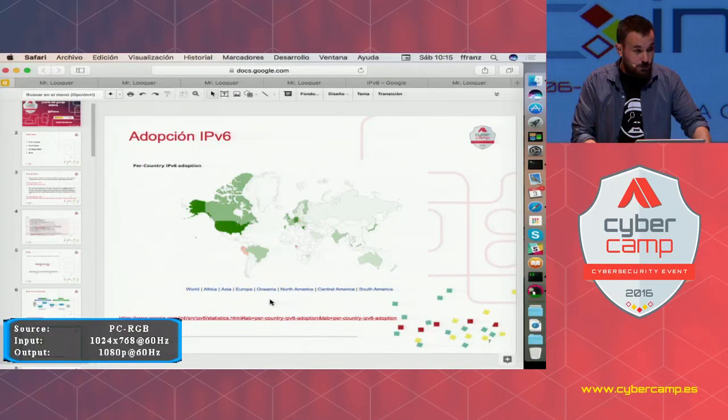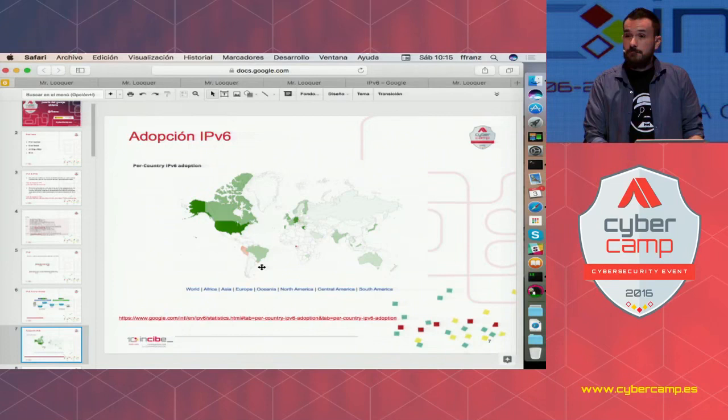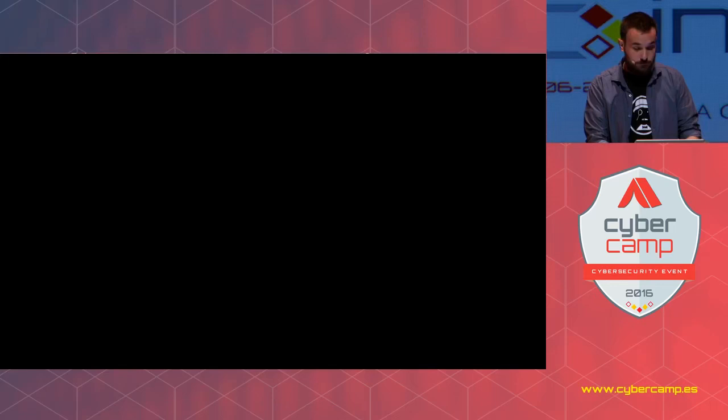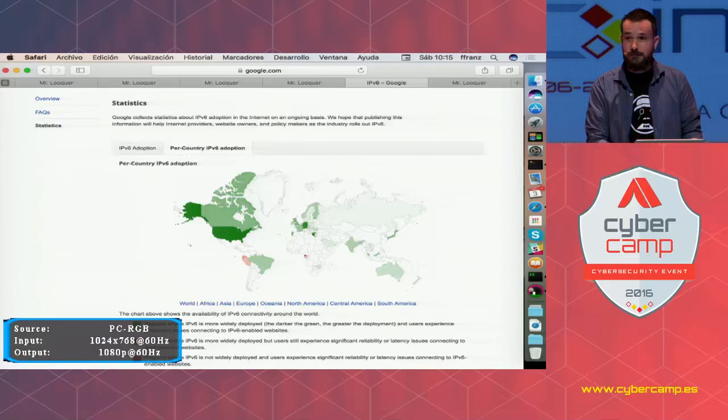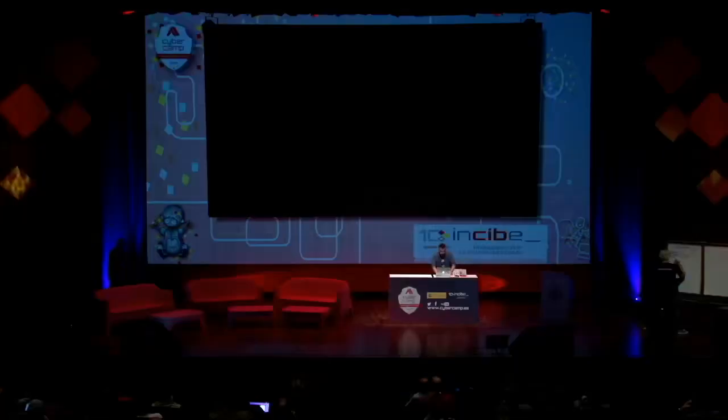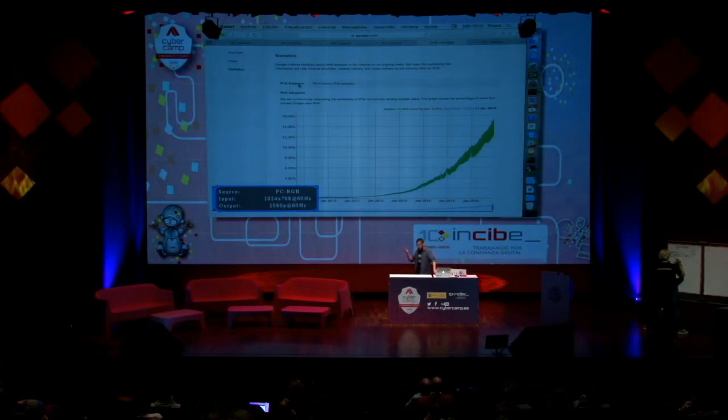Now I will tell you where we are in terms of deployment of IPv6. So can you tell me how much traffic on the internet is running on IPv6? Any idea? Would you say 90%? 5%? 12%. That's the answer. Well, Google says that, so perhaps this is not true.